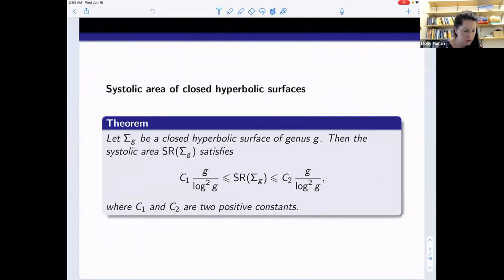For the systolic volume, I want to introduce some properties. In 2 dimensions, I call it the systolic area. It is proved that the systolic area for a hyperbolic surface of genus g is approximately equal to g over (log g) squared when the genus is sufficiently large.